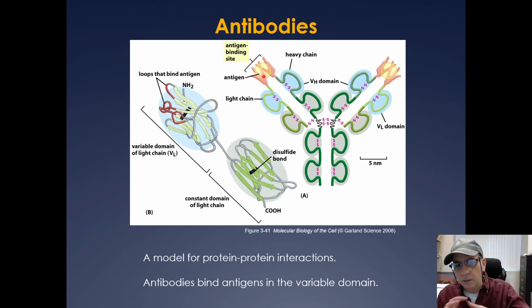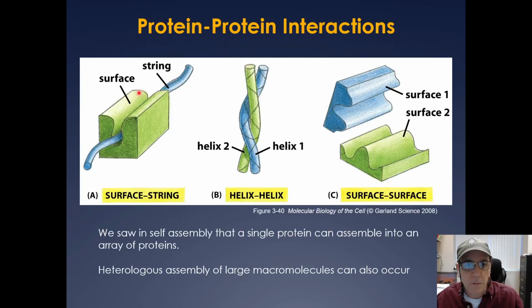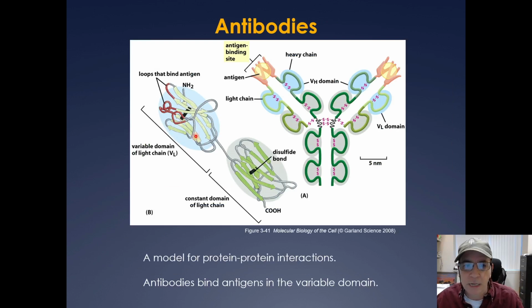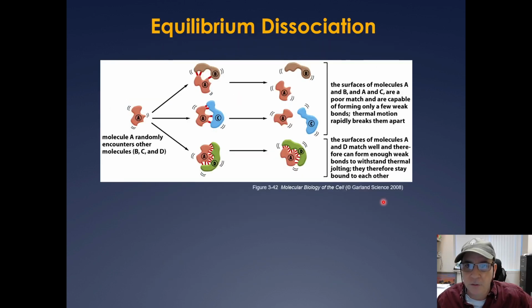So the hot dog is going to fit in the hot dog bun, much the same way that you're going to have this surface binding this string, right? This is a hot dog in a hot dog bun. And that's roughly how antibodies work. But the antibodies will bind to the antigen in their variable region here, and this has just been a great model to study protein-protein interactions. Which leads us to the next topic, which is equilibrium dissociation.